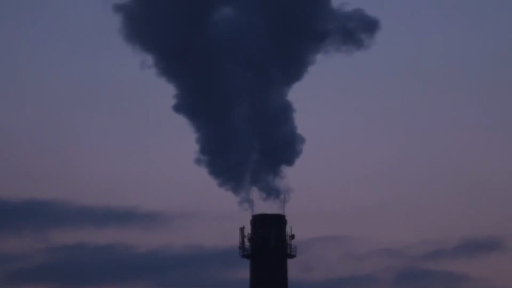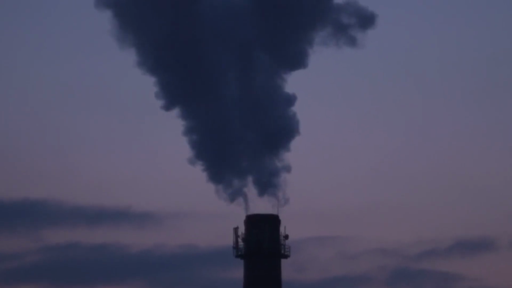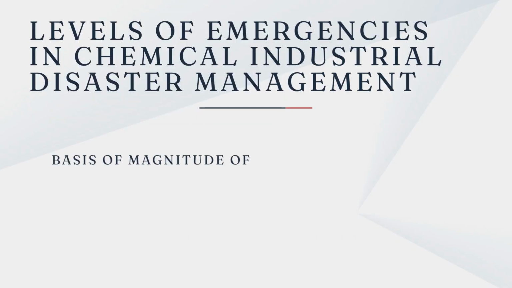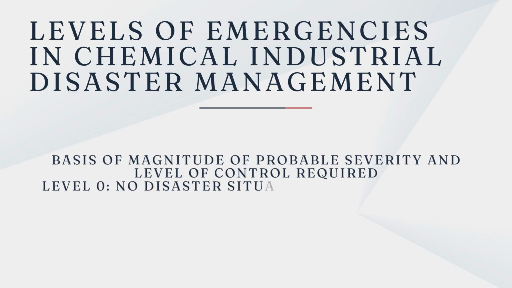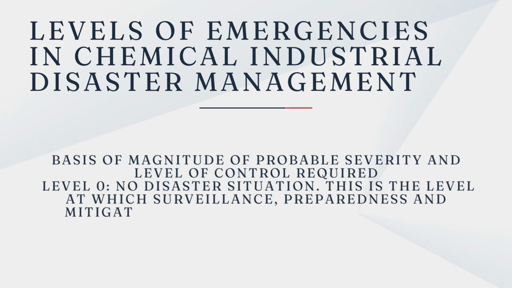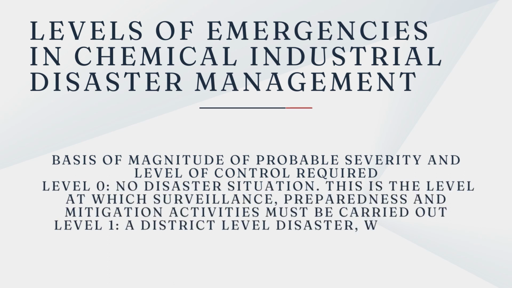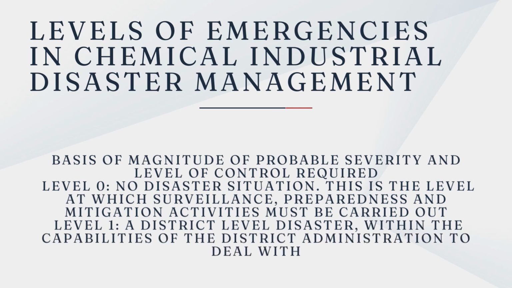Let us learn the levels of emergencies in chemical industrial disaster management. On the basis of magnitude of probable severity and level of control required, they are classified into the following levels. Level 0, that is, there is no disaster situation. This is the level at which surveillance, preparedness, and mitigation activities must be carried out.